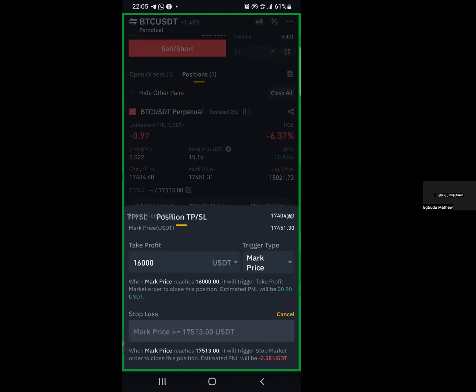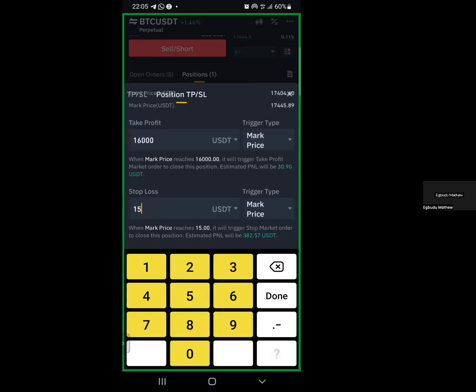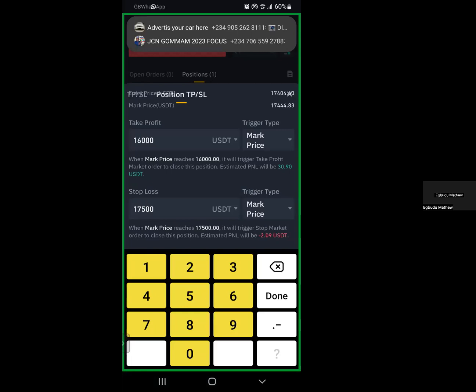But my stop loss is at 15. Okay, let me cancel the stop loss. If the stop loss is 17,500, you come to the stop loss section, you type 17,500. Once price action gets to 17,500, your estimated PNL will be minus 2.0. That is the value of what you'll be losing if price action gets to that place.